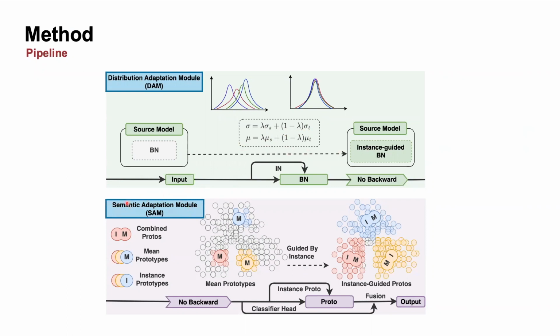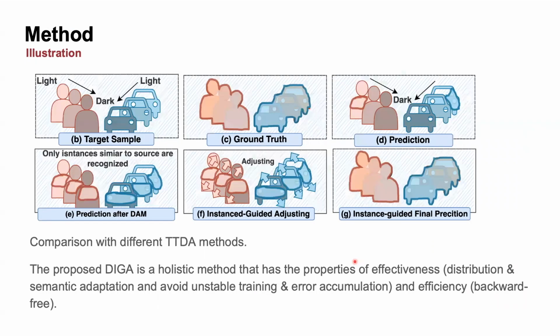For the semantic adaptation module, which is the second part, with a prototype-based method, we consider both global information and instance information. The global information would make the prediction much more stable, but we also introduce the instance information to make it adapt to some specific instance.